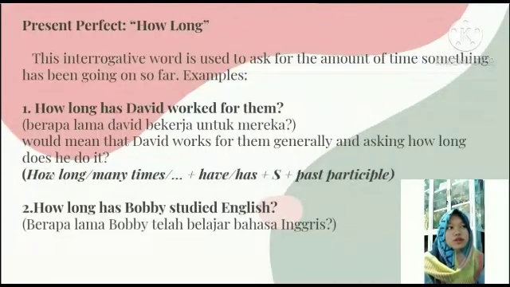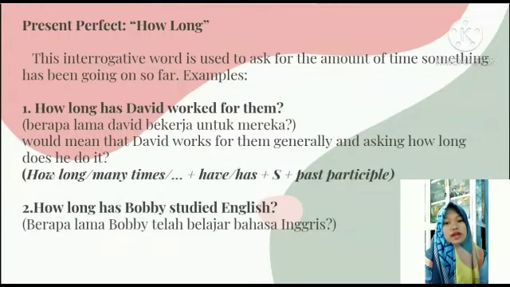You can also use the present perfect tense when you want to talk about how long you have done something. It is used to talk about an action that began in the past and continues up to the present. This is the important thing to remember about using the present perfect in this situation. The activity, action, or event is still going on. It has not finished. For example, how long has David worked for them?